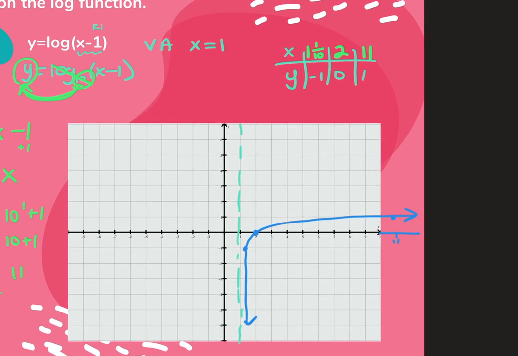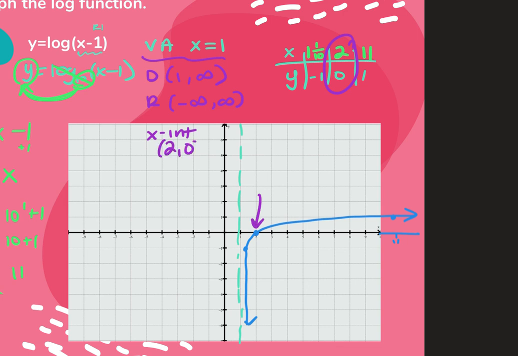Now we have the vertical asymptote. What's the domain? Good. 1 to positive infinity. It shifted to the right to the 1 because of the horizontal shift. What's the range? Good. Always for a log. And my x-intercept is going to come from either that center point on the t-chart or from my graph, which is 2, 0.